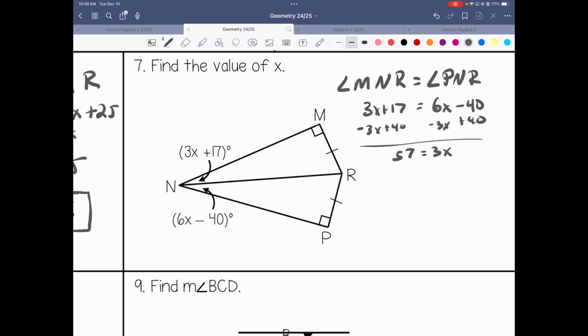That looks right, doesn't it? Oh, that works. So x is equal to 57 divided by 3. That's 19. So x is equal to 19. Couldn't figure out what it was. Needed a calculator.